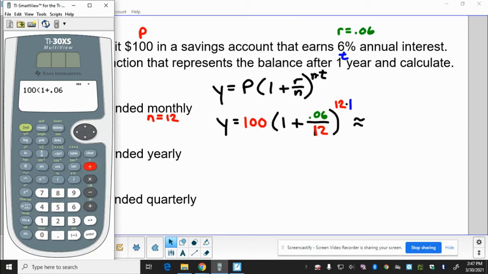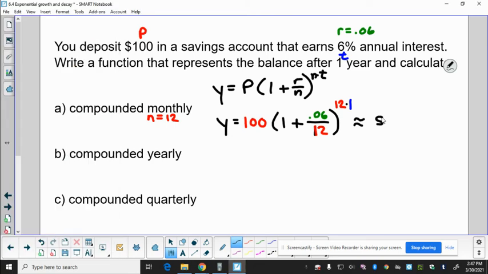0.06. Now I'm going to use the division key. You could use a fraction key if you want. Close your parentheses. You must use an exponent key at this point. Now 12 times 1 is just 12, isn't it? So I'm just going to put a 12 in there. All right, so my answer will be approximately 106.17 because I'm rounding to the 100th.